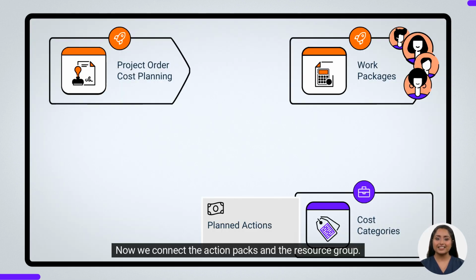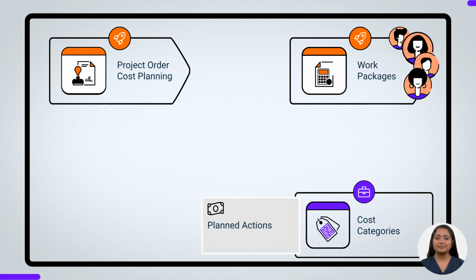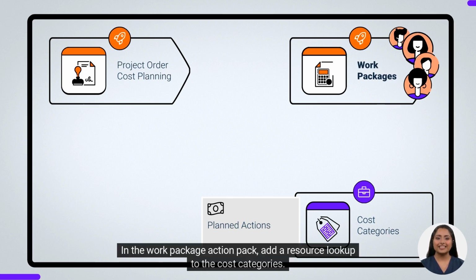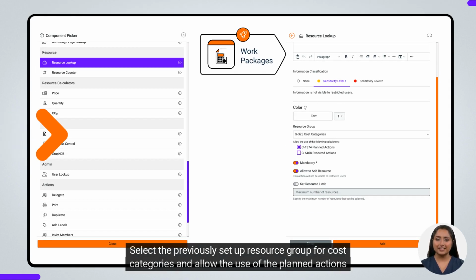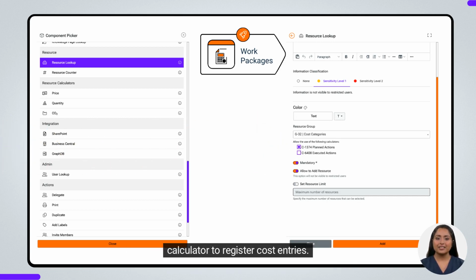Now we connect the action packs and the resource group. In the work package action pack, add a resource lookup to the cost categories. Select the previously set up resource group for cost categories and allow the use of the planned actions calculator to register cost entries.